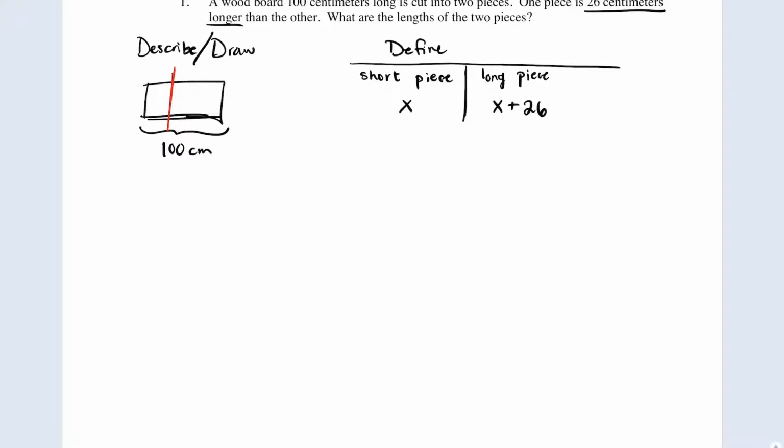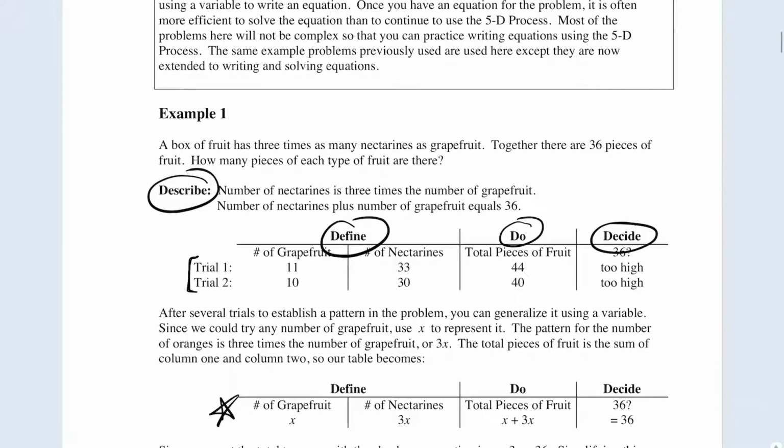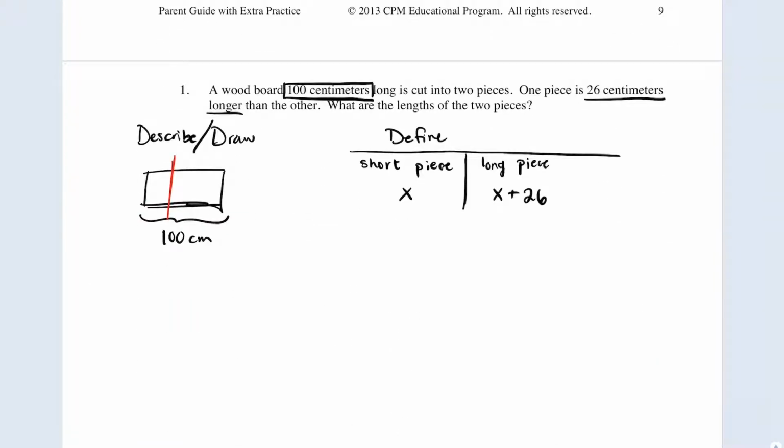What is some other information that we know? We know that the total length of the wooden board is 100 centimeters long. So the next D in the 5D process after define is do. We're adding these 2 pieces together. So I'm going to say this is my sum, and I know that it should equal 100. Sorry, I got a little bit ahead of myself. I'm writing the sum underneath the do, and then the last one is the decide. So the 100 should actually go right here.